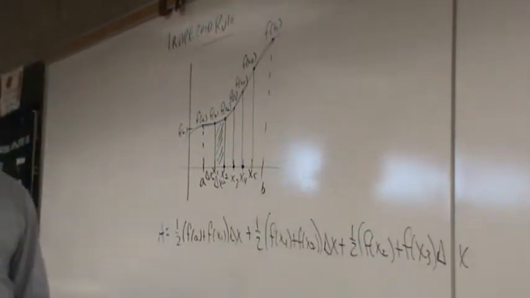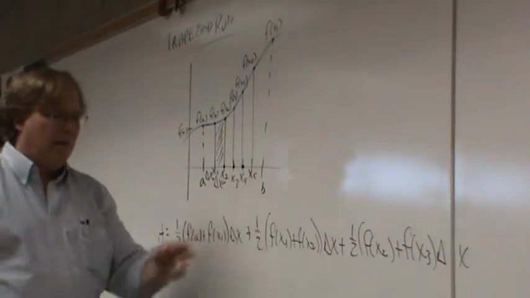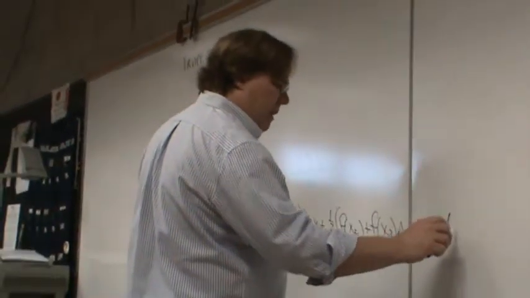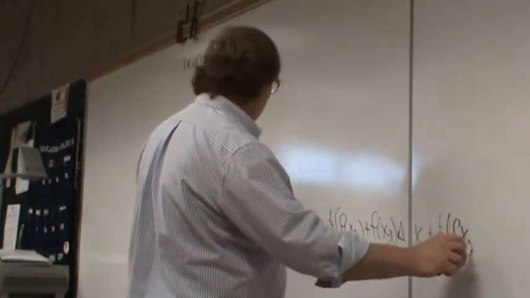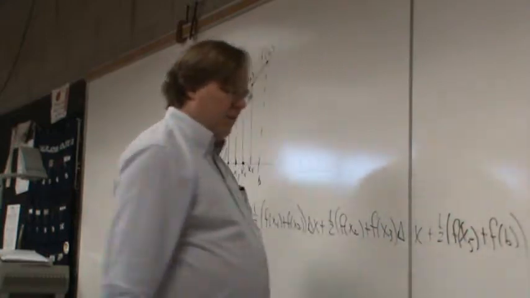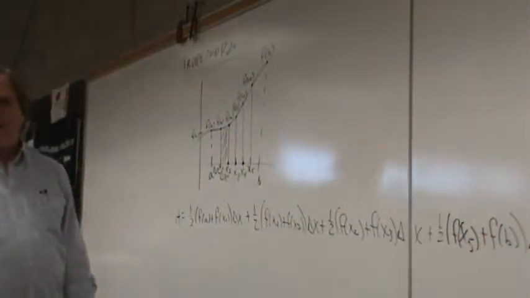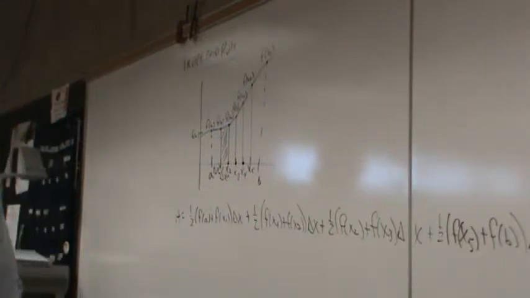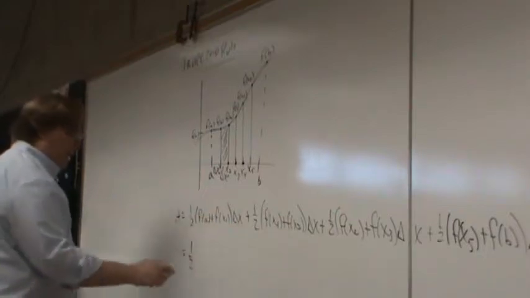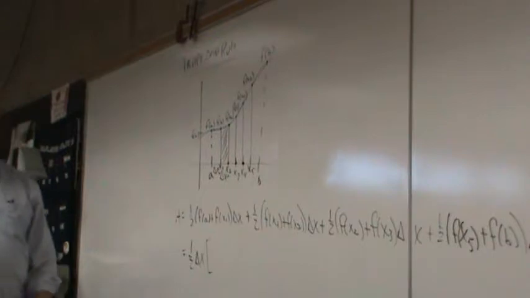You see where this is headed? And then I'm going to go da da da da da until I get to the very last one, which is 1/2 times f of x5 plus f of b, times delta x. Well, at this point, I can factor out the 1/2s, and I can factor out the delta x's, because every term has a 1/2, and every term has a delta x. And now, let's see what I've got.